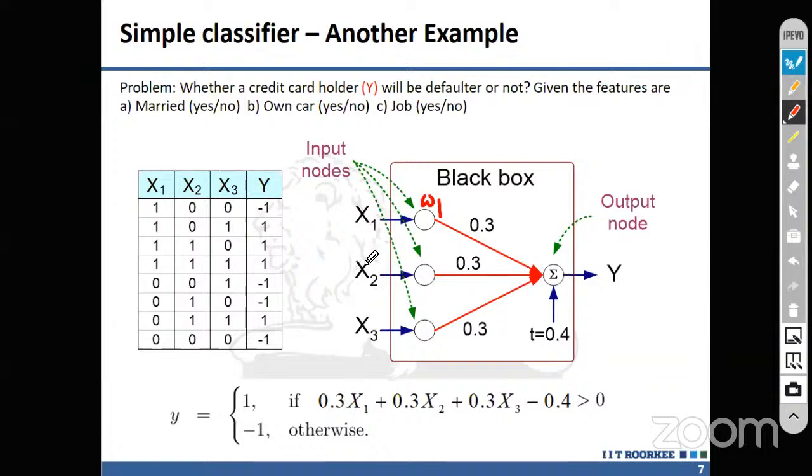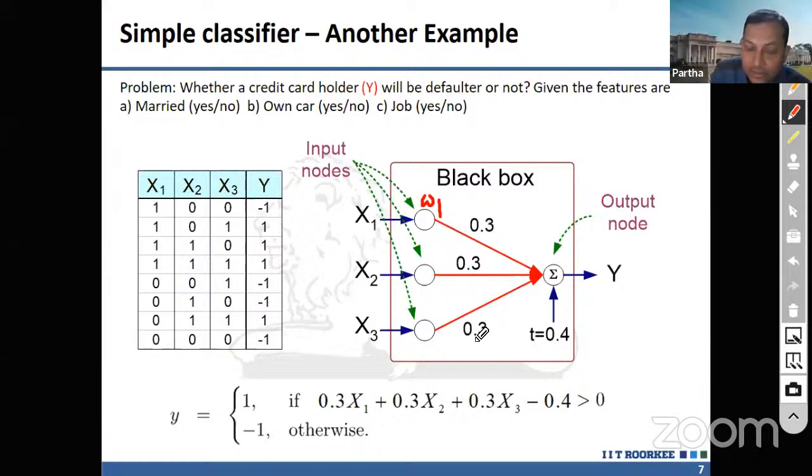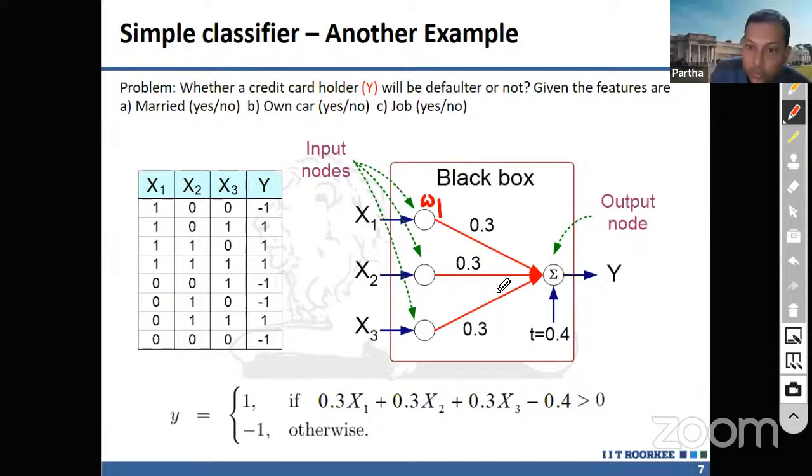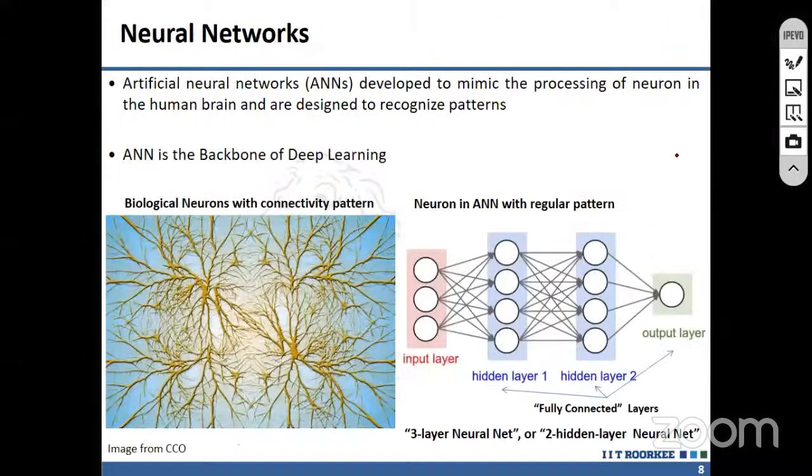Okay, so all these features are multiplied with weights, and then finally, whatever sum we have, we subtract a number that is called bias. If this total value is greater than or equal to 0, it will be of one category, otherwise it's the other. Okay, so that's our simple classifier.